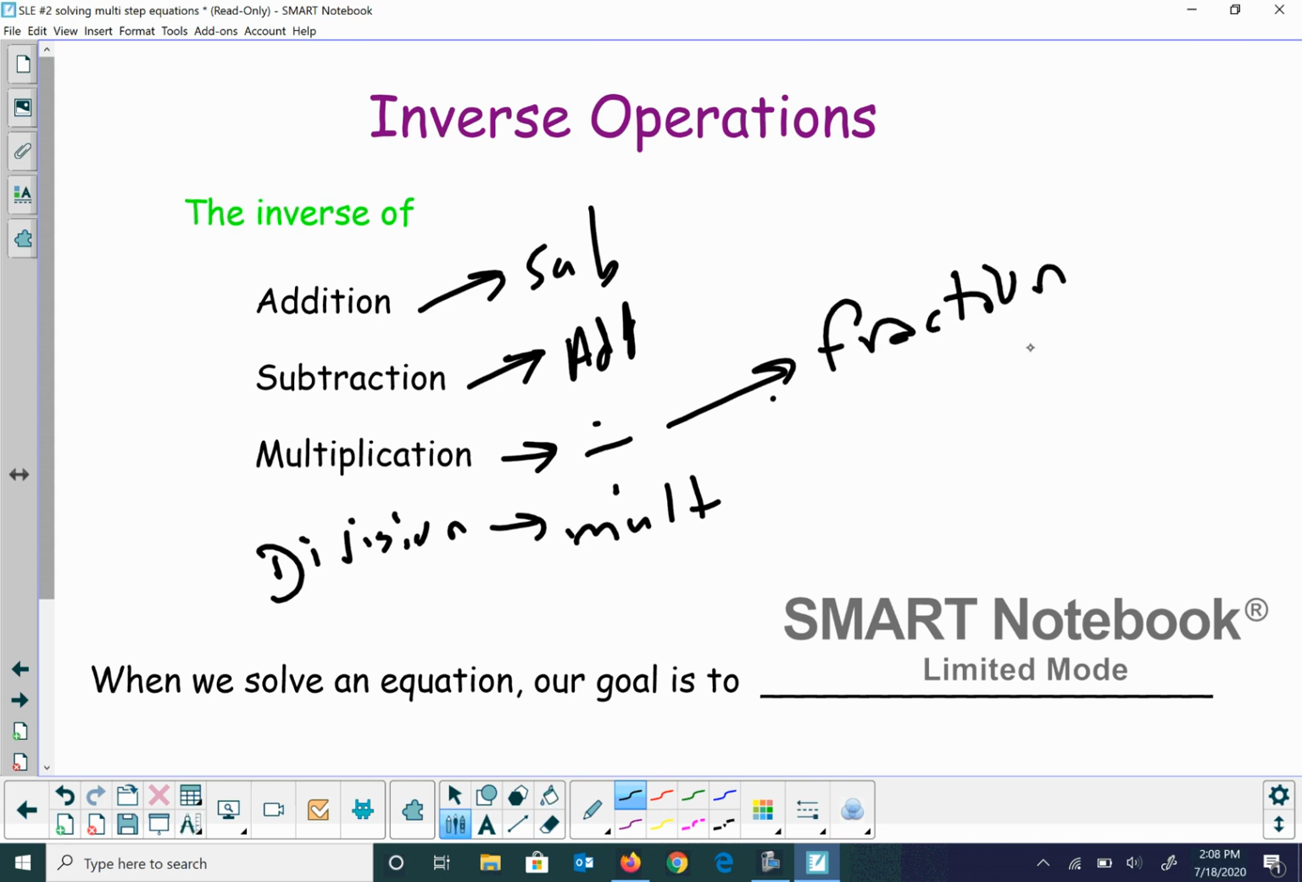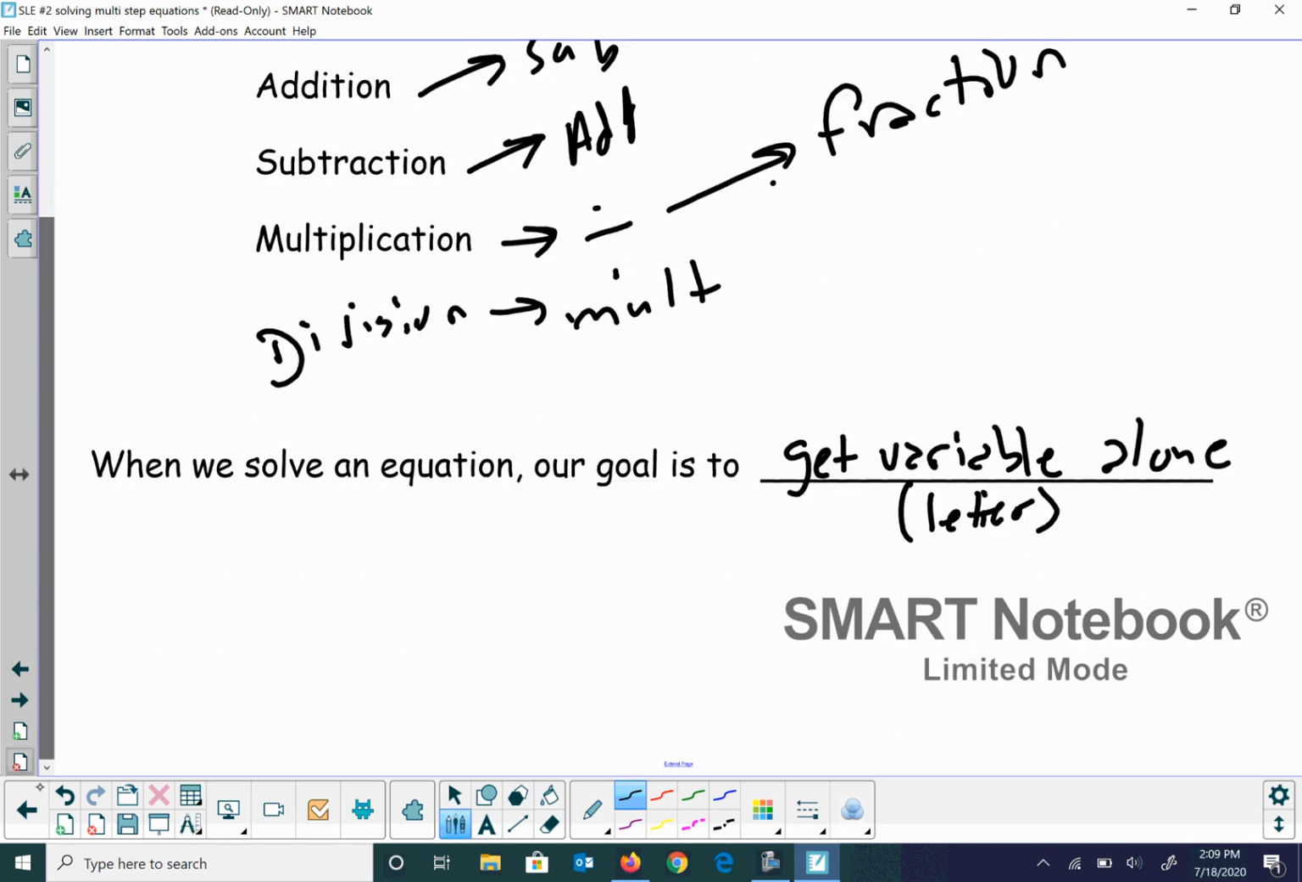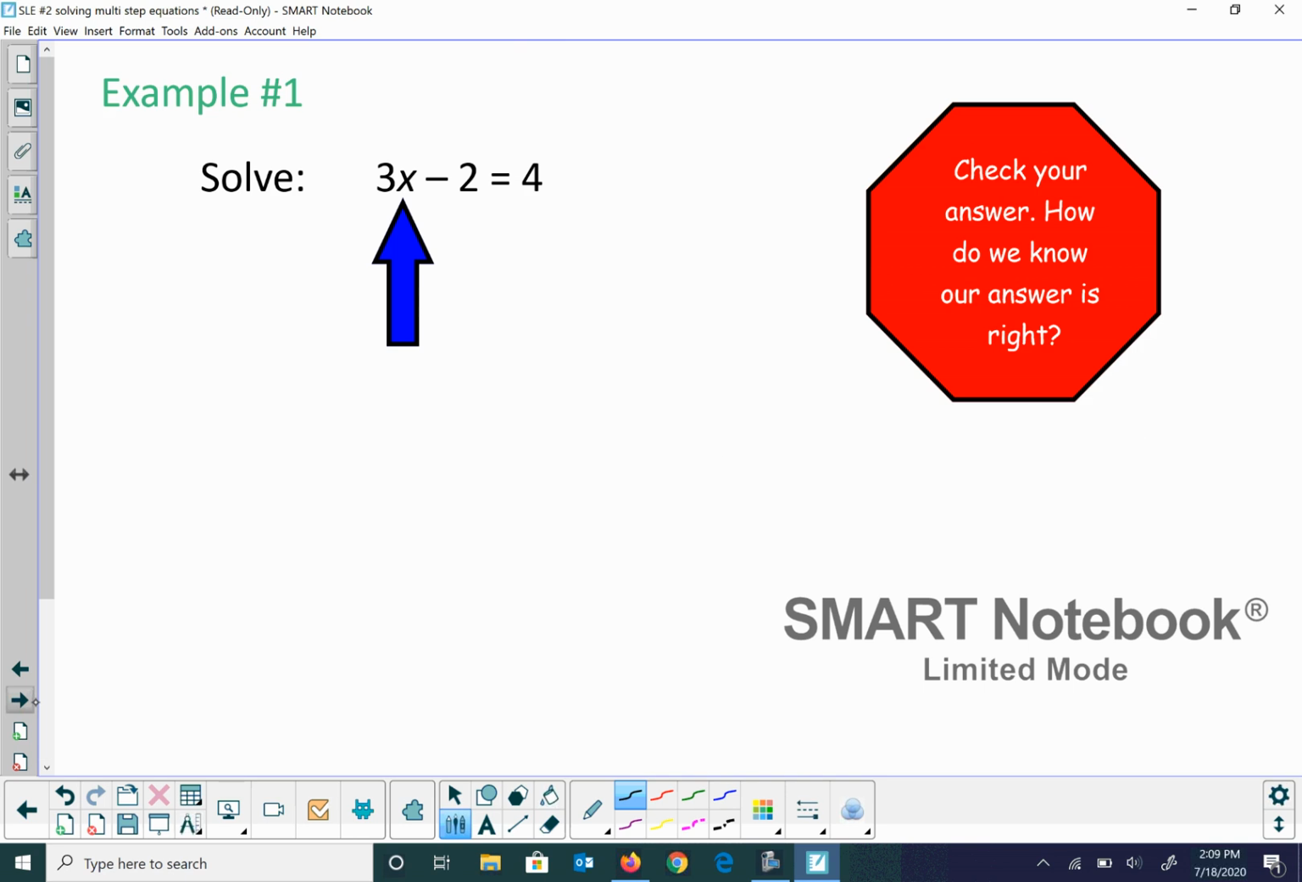Okay. When we solve an equation, our goal is to get the variable alone. And the variable, remember, is the letter. Okay. Let's move on. Okay, so notice we do have a variable. Okay, so we want to start working this problem.